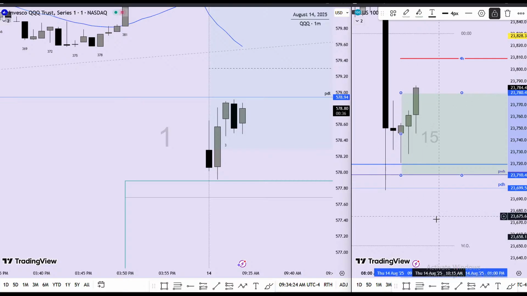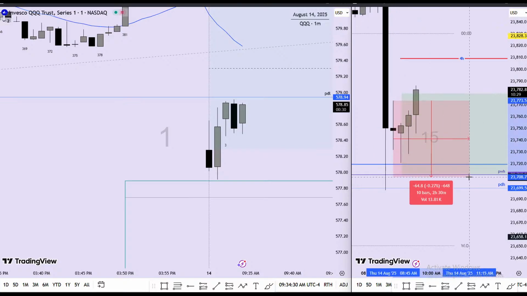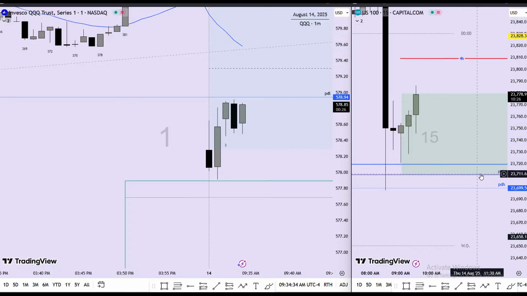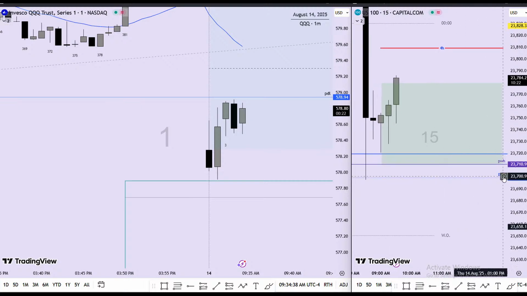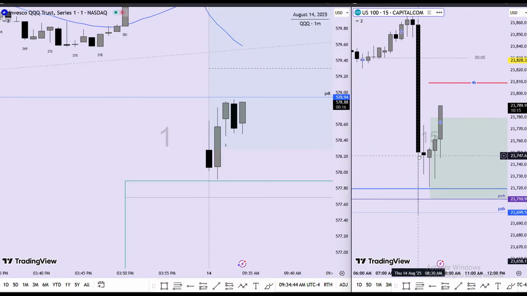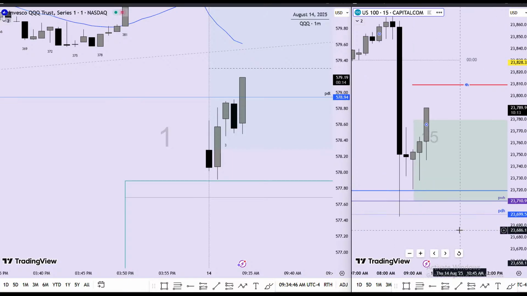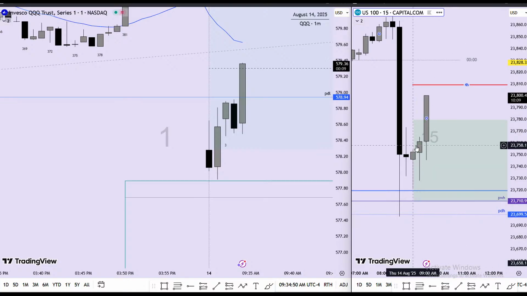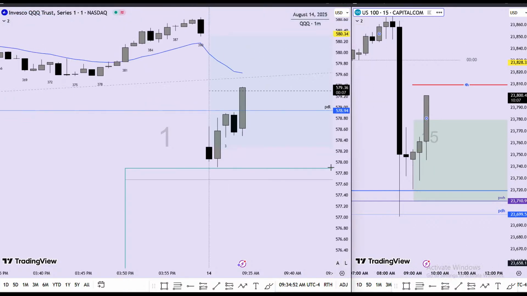If we go below this 60 point small range, this 64 point small range beneath the previous week's high and the previous day's high. These lines, the PDH and PWH, represent the previous week high and the previous day's high. So as long as we are above this point, I'm not interested in taking a short at all.